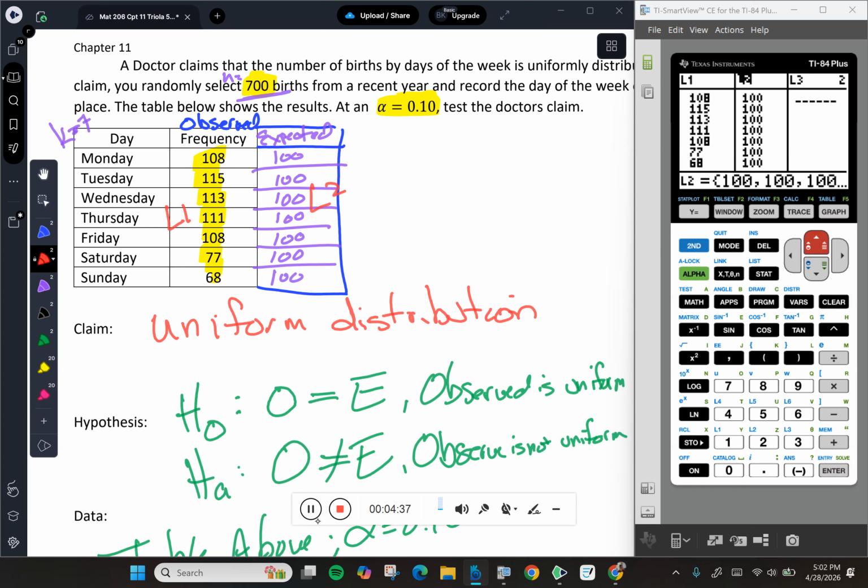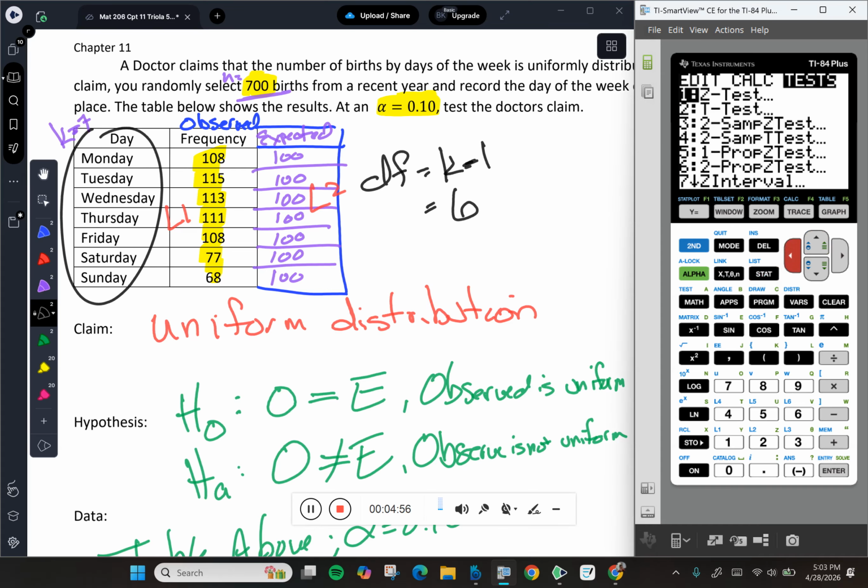Oh, I need degrees of freedom. What's going to be the degrees of freedom for this? Well, degrees of freedom is always k minus 1. So that's going to be 6 for our degrees of freedom. There are 7 classes. 1 less is our degrees of freedom.